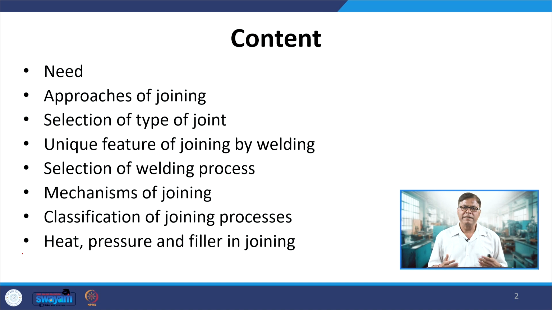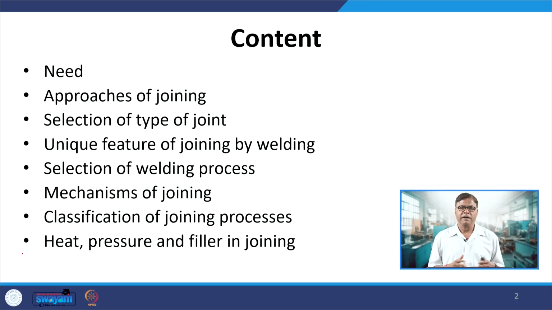When fusion welding is carried out for developing joints, many unique things happen with the metals during the process. What are those unique things that affect the joint performance and the joint characteristics? Then we will cover the selection of welding processes, and the mechanisms of joining.